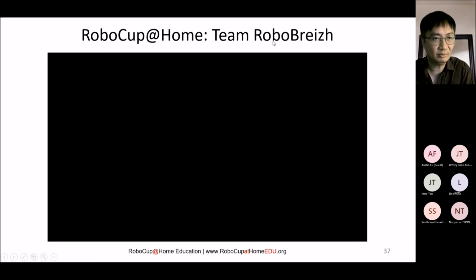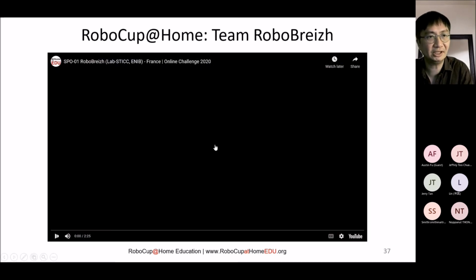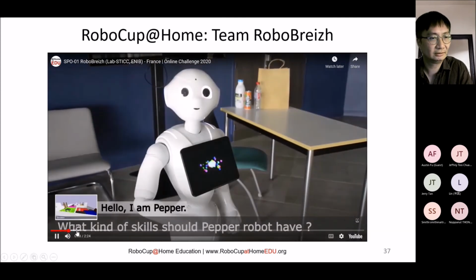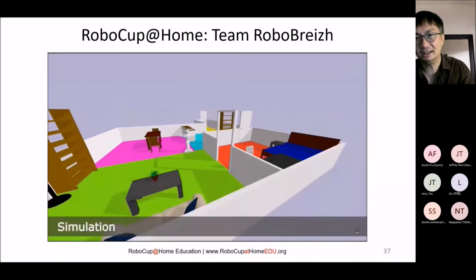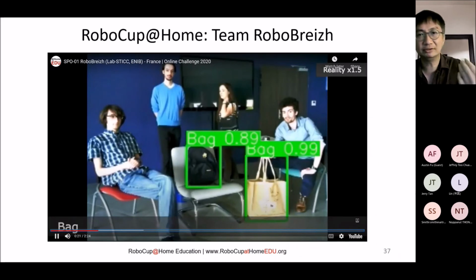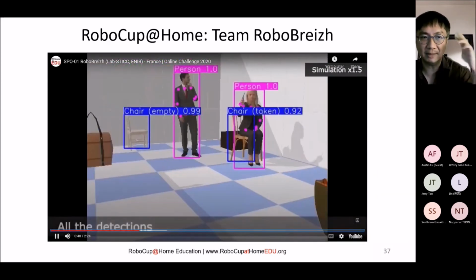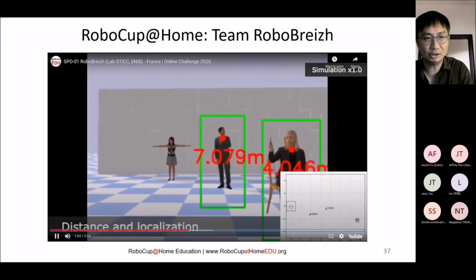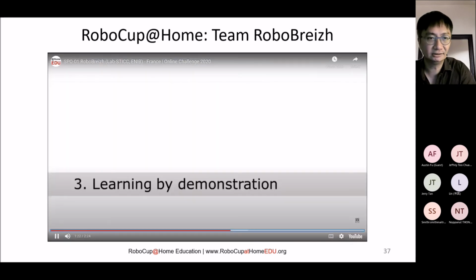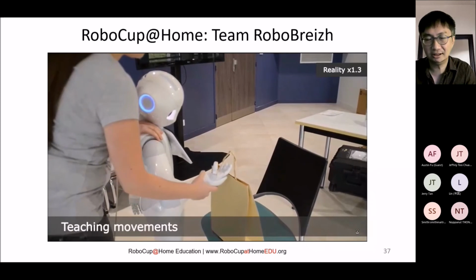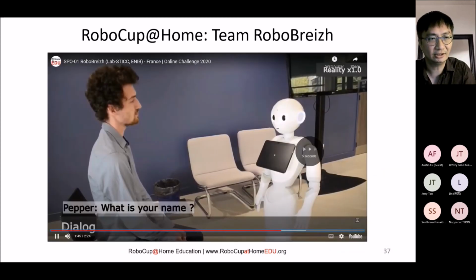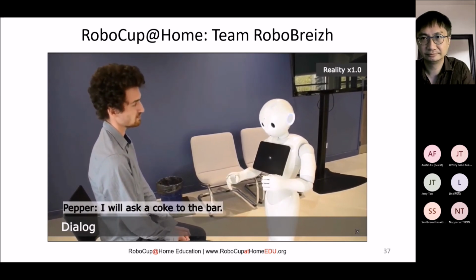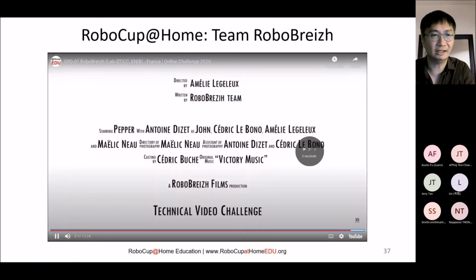Then we have another team which is also very good. They sent this team video in 2020, so we can see some other development. For example, they do the Pepper simulation, and also object detection, using the Pepper camera to get the image and do object recognition. Distance and localization find the distance by using the sensor. This one is about how to learn the movement. And human robot interaction: What is your name? John. What is your favorite drink? Coke. I will ask Coke to the bar. So this is basically the team video.